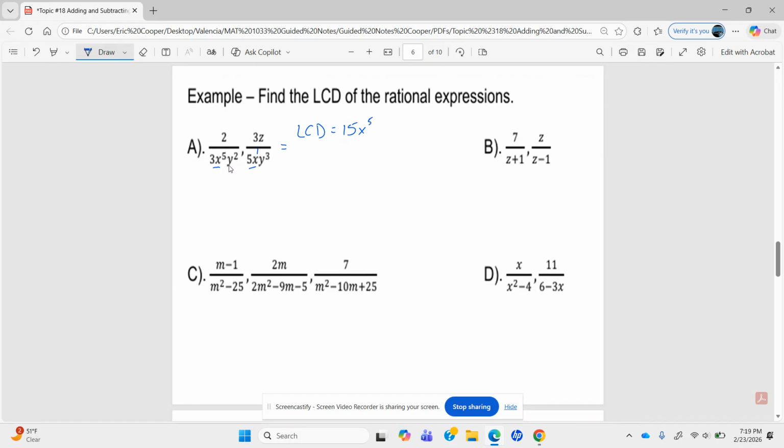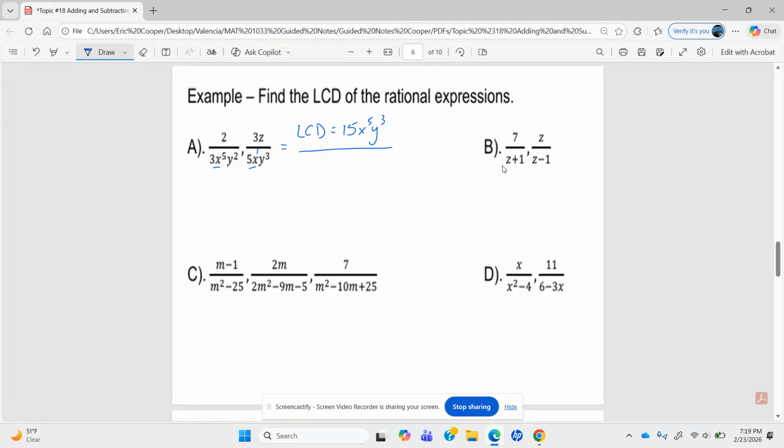Same thing with the y's. I have a y squared and a y cubed. We're going to take the biggest one as part of our least common denominator. So my least common denominator for this fraction would be 15x to the fifth y cubed.